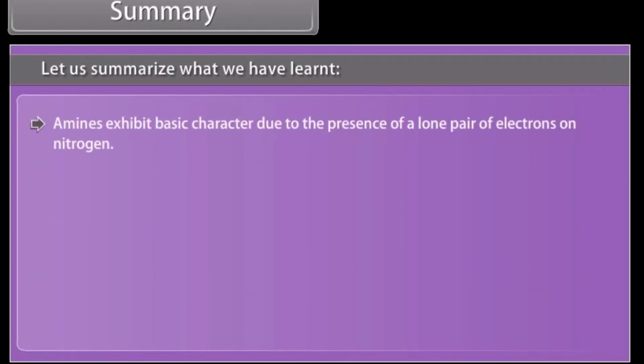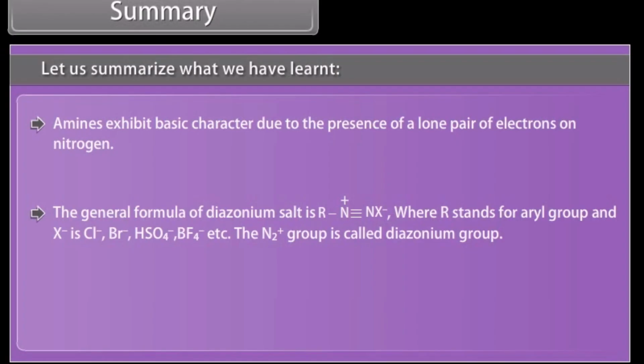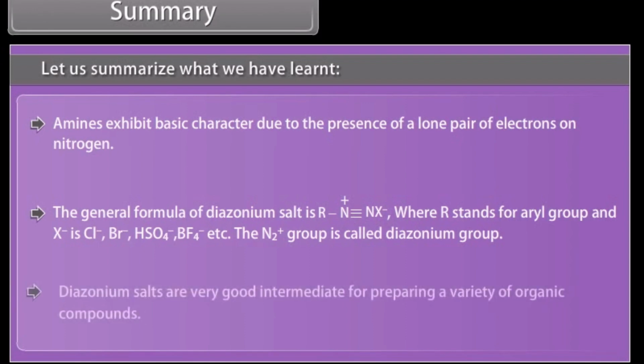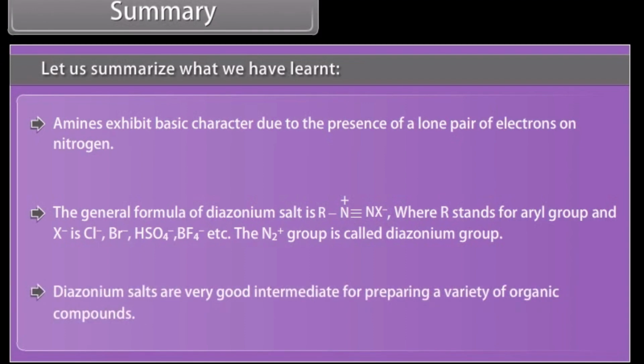Amines exhibit basic character due to the presence of a lone pair of electrons on nitrogen. The general formula of diazonium salt is RN2+ X-, where R stands for aryl group and X- is chloride ion, bromide ion, hydrogen sulfate ion, tetrafluoroborate ion. The N2+ group is called diazonium group. Diazonium salts are very good intermediates for preparing a variety of organic compounds.